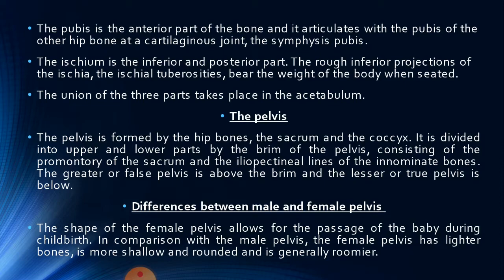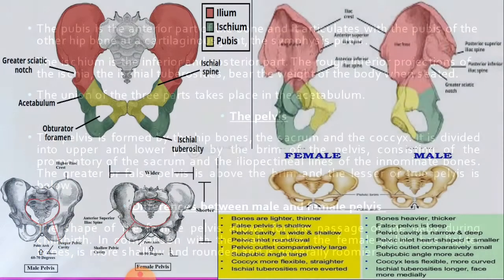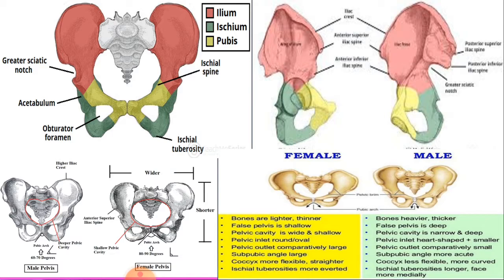There are differences between the male and the female pelvis. The shape of the female pelvis allows for the passage of the baby during childbirth. In comparison with the male pelvis, the female pelvis has lighter bones, is more shallow and rounded, and is generally roomier. So let's look at the difference between the female and the male pelvis.